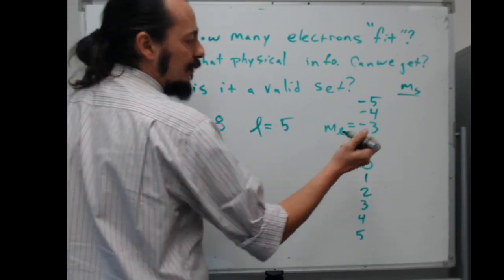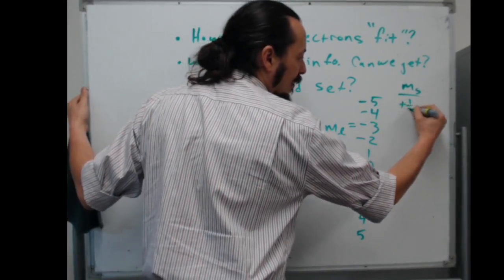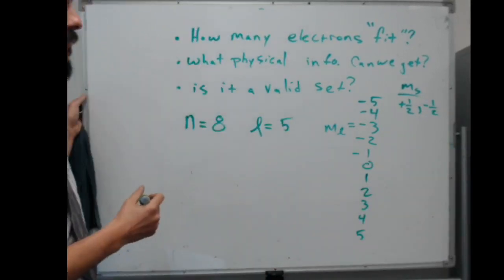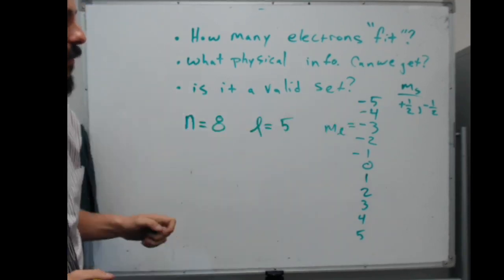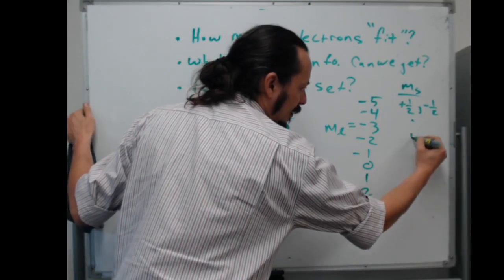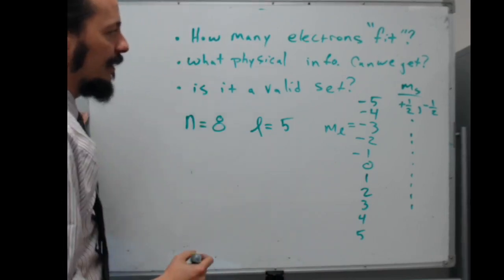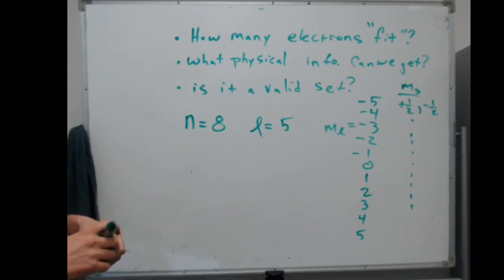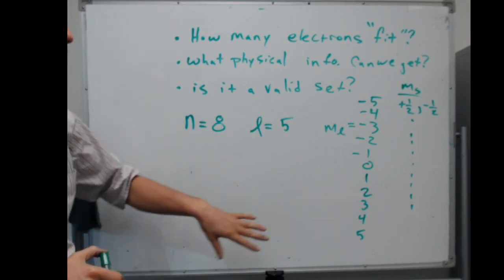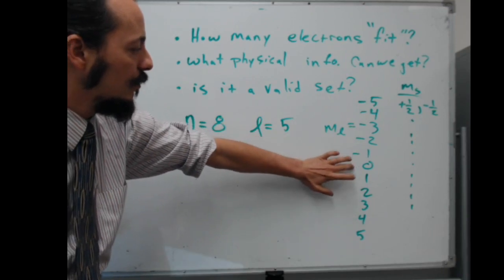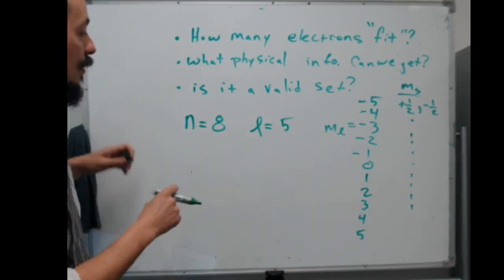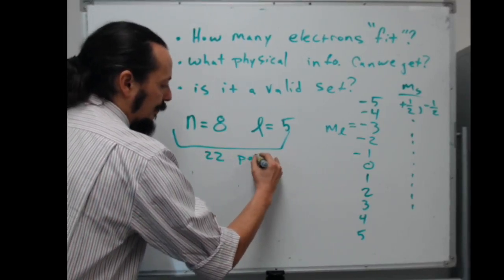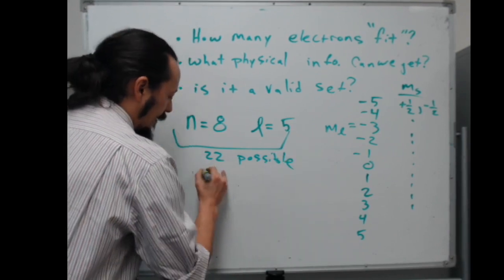In each of those orbitals, we can either have a person, an electron, in the front unit or in the back unit of the duplex. So for each of these orbitals, we can fit 2 electrons, and I'm not going to write them all down, but that's going to be the same way the whole way through. So we can figure out how many electrons fit in any of these valid sets. We'd have 2, 4, 6, 8, 10, 12, 14, 16, 18, 20, 22. So with n equals 8, L equals 5, we'd have 22 possible electrons.